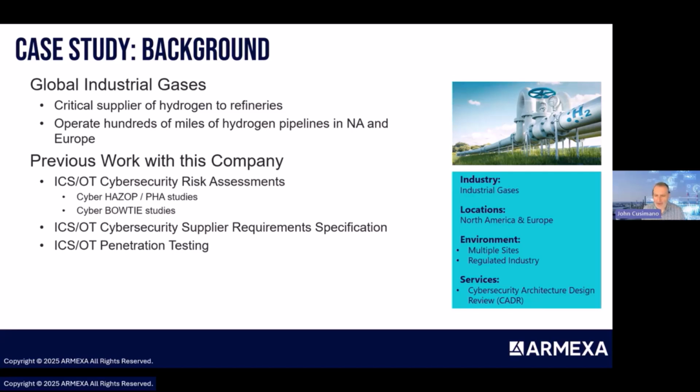It's all part of those requirements to self-assess or use a third party to help you with your assessments. So this case study is for a global industrial gases company. This is a company that manufactures hydrogen and provides that to a variety of industrial clients, but primarily to refineries. They also operate hundreds of miles of hydrogen pipeline, both in North America and in Europe.